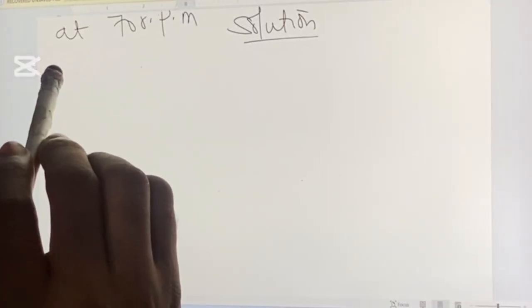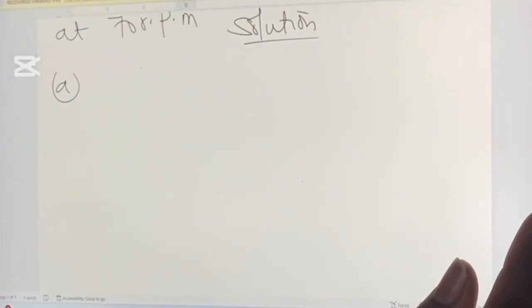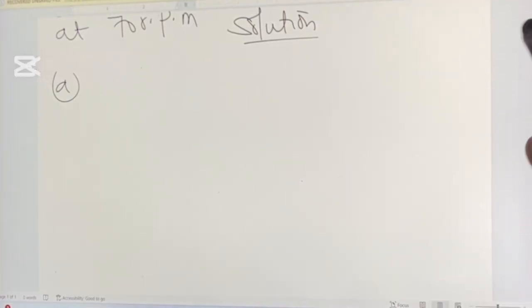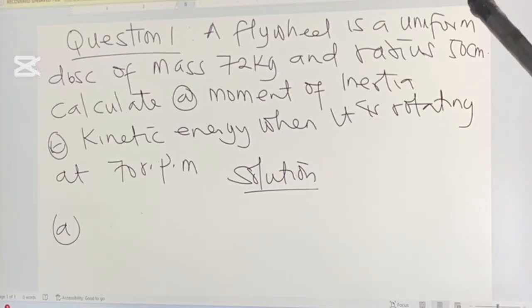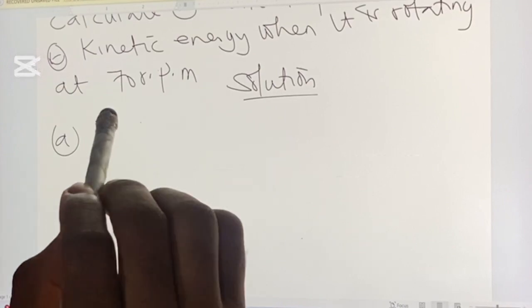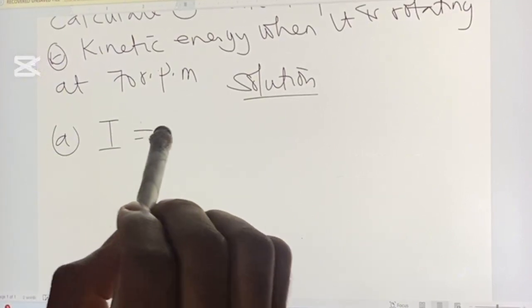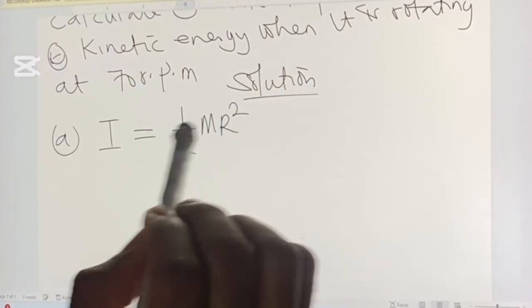The first thing we are asked to calculate here is the moment of inertia. But for us to calculate the moment of inertia for a rotational motion, we need to know the shape. All right. Now let's know the shape here. The shape here is disc, and we see that the moment of inertia for a disc is this, that is I is equal to, class, 1 over 2 M R squared.